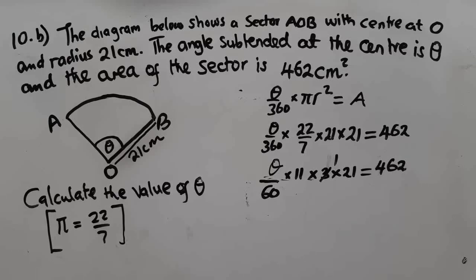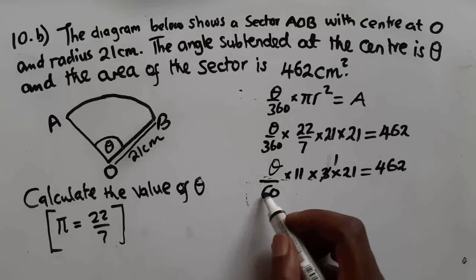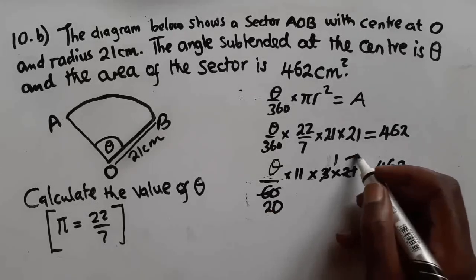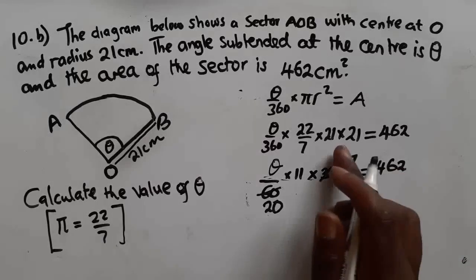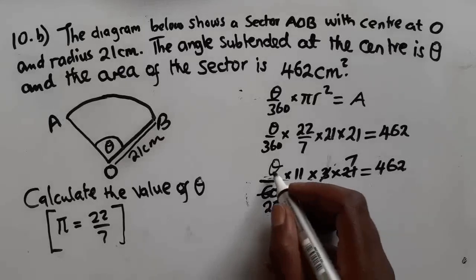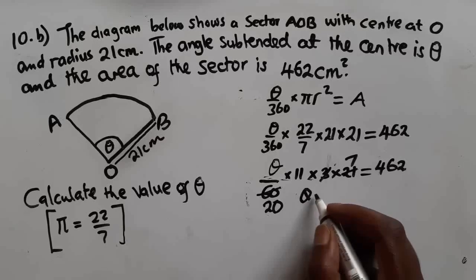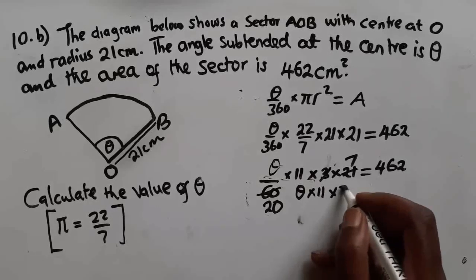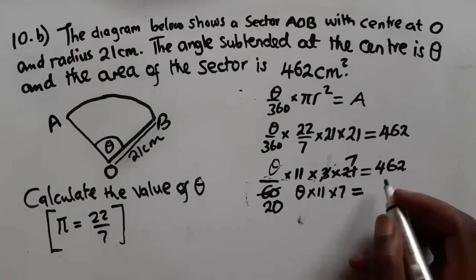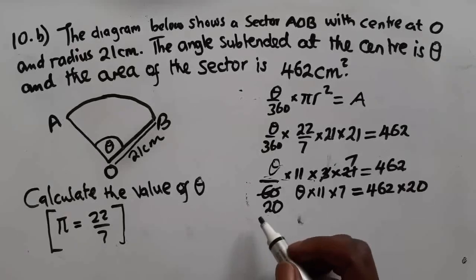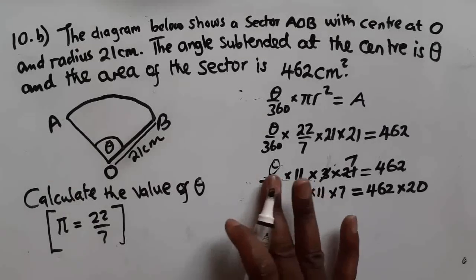Now, if you want, we can again go further here to say 3 here, how many times? It's 20, isn't it? 3 here, it's 7. I hope you're getting that. We are simplifying. Take note that we do not have a calculator in this case. I hope I haven't left out anything. So at this point now, this side we are remaining with theta multiplied by 11 multiplied by 7. This will be equal now to 462 multiplied by 20, where I said you cross multiply at that point.